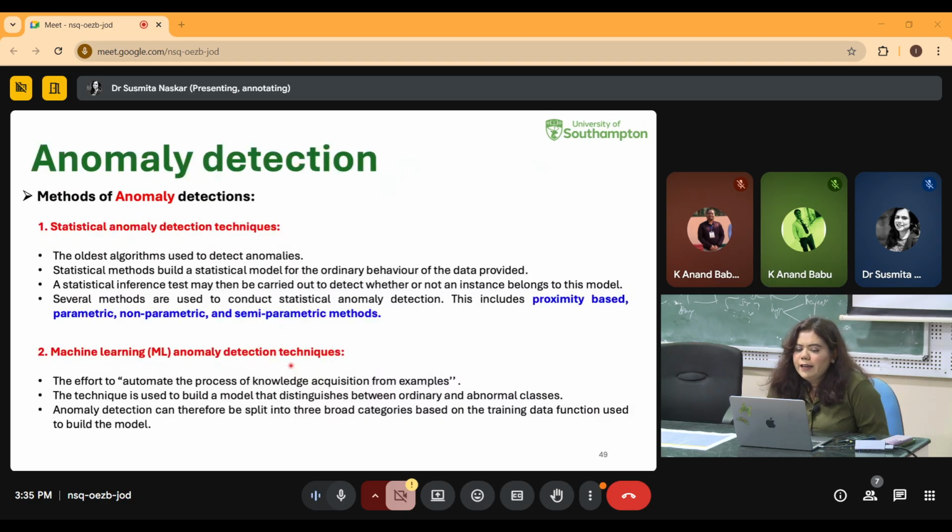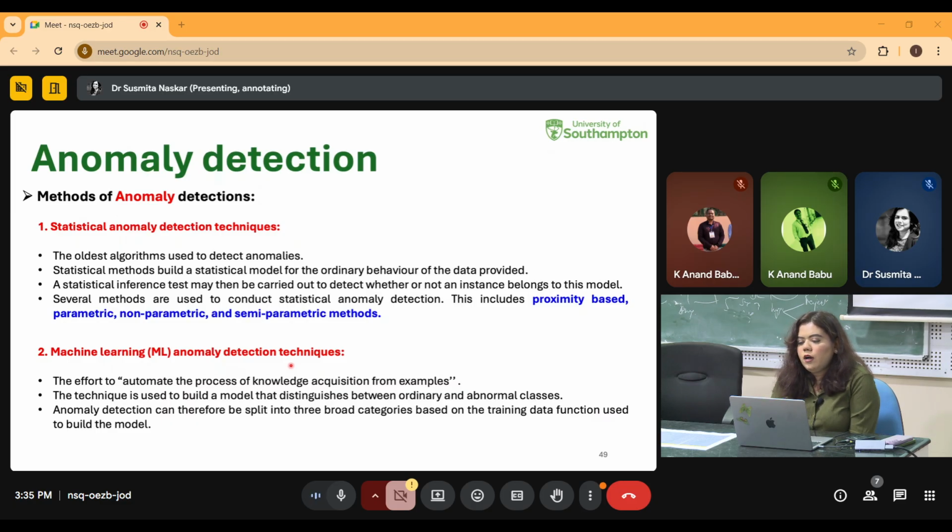And then definitely there are some methods, right? The methods of anomaly detection. The previous one I said was the technique, this is the way we do that. Then there are some ways we do that. The first one is the statistical anomaly detection technique. That's also one of the very oldest techniques. That's one of the most traditional methods we have used quite a lot.